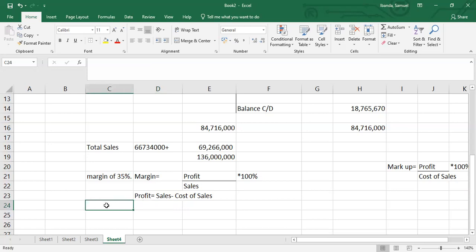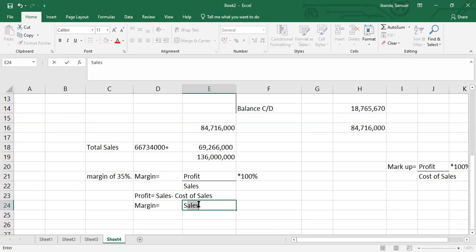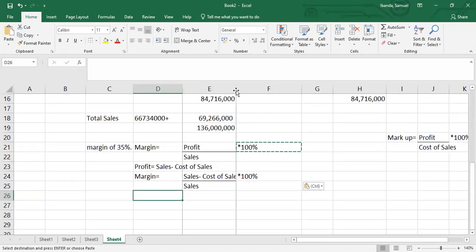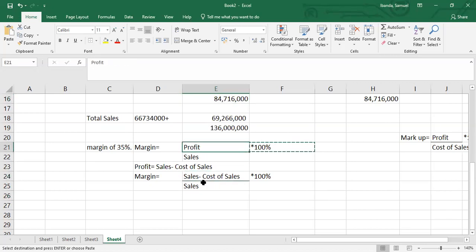So it means that my margin can also be shown as sales less cost of sales, divided by sales, times 100%. That is how my margin can be. So in this case, you're going to understand why I'm taking this direction, and why I've replaced profit with sales minus cost of sales, okay?